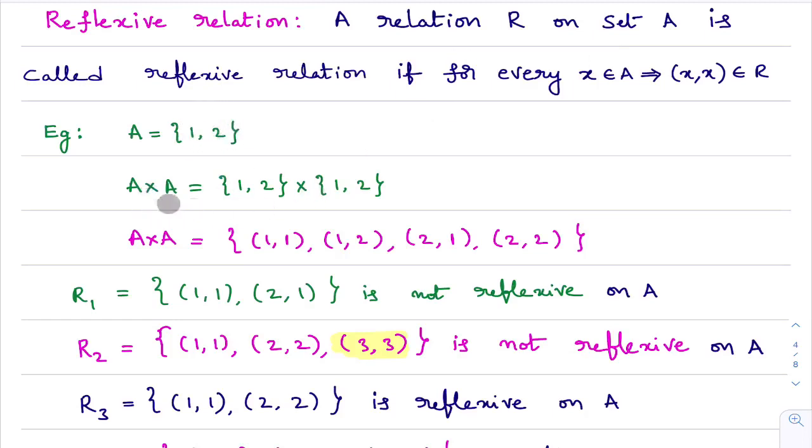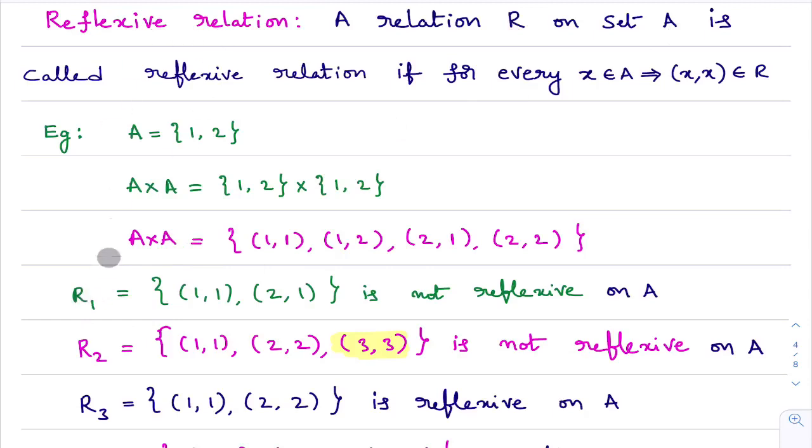I'll calculate A cross A. You know how to calculate A cross A: the ordered pairs are 1, 1; 1, 2; 2, 1; 2, 2. Now, I'll consider a subset of A cross A. What is the definition of a relation? Any subset of A cross A is called a relation from A to A, or simply a relation on A. When they say R is a relation on A, this must be a subset of A cross A. Then only we call it a relation.